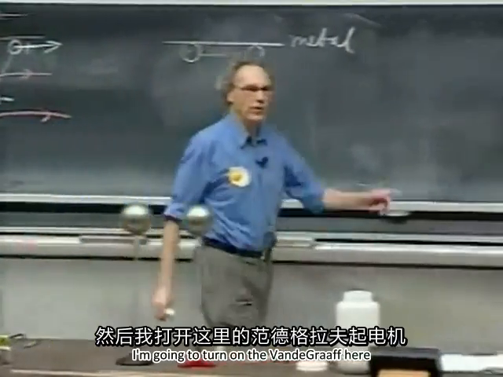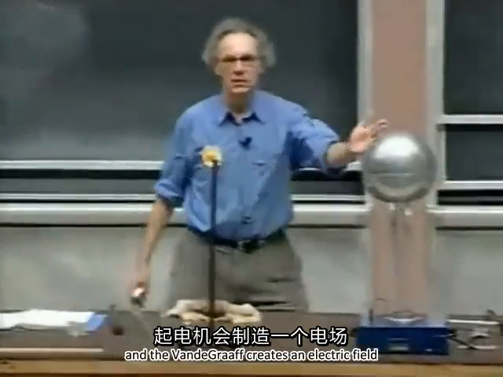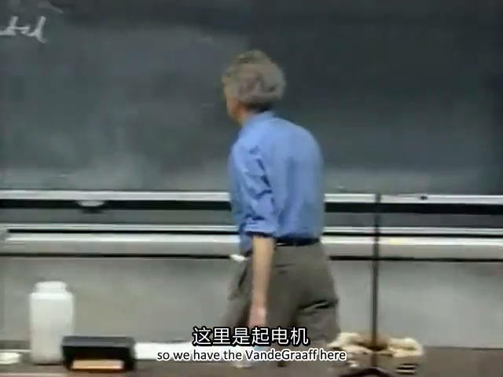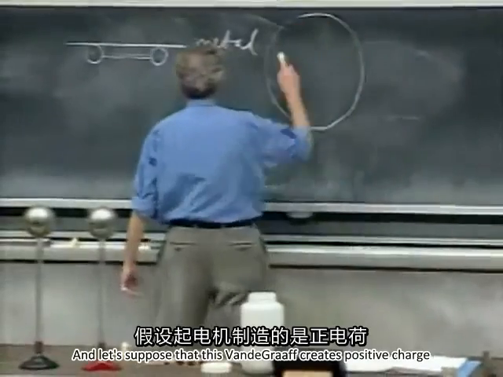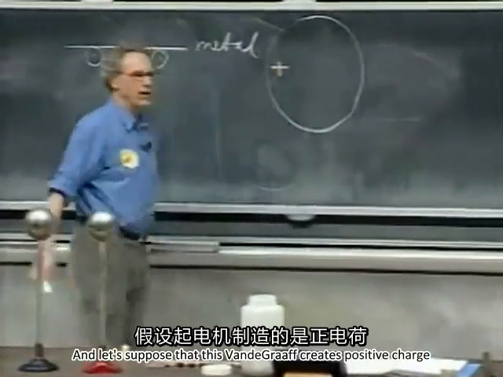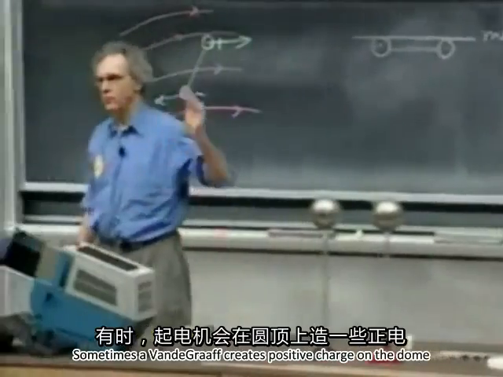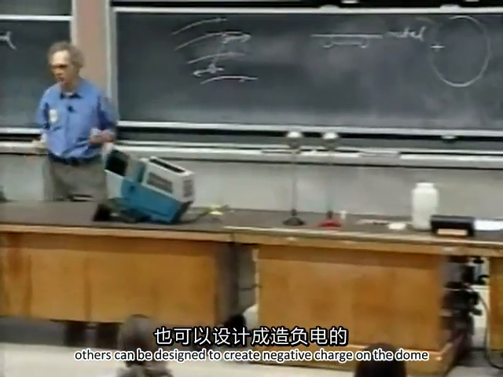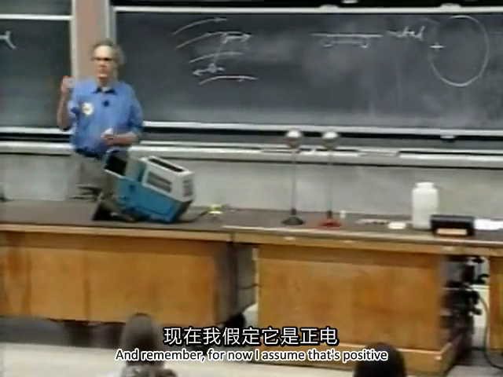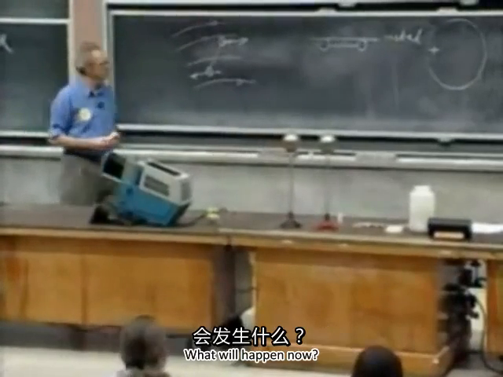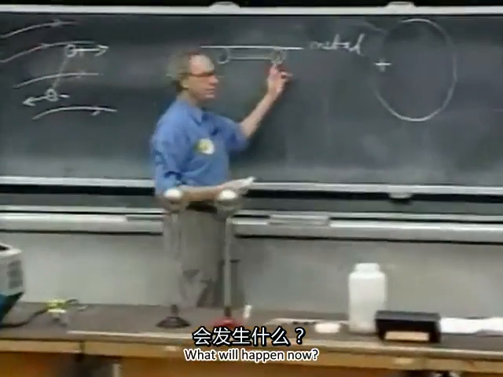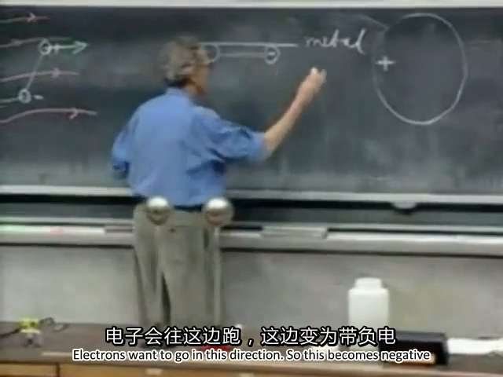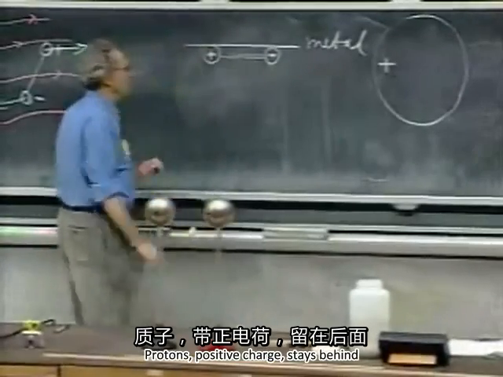I'm going to turn on the Van de Graaff here. And the Van de Graaff creates an electric field. So we have the Van de Graaff here. And let's suppose that this Van de Graaff creates positive charge. Sometimes a Van de Graaff creates positive charge on the dome. Others can be designed to create negative charge on the dome. And remember, for now I assume that's positive. What will happen now? Electrons want to go in this direction. So this becomes negative. Protons, positive charge stays behind.